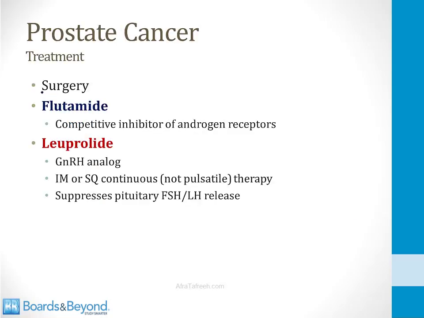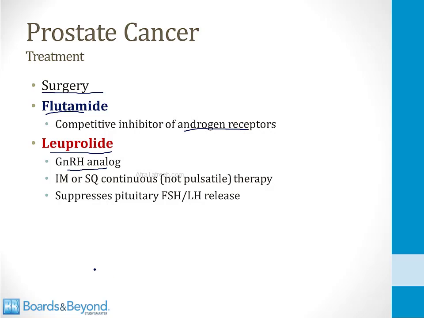Prostate cancer is often treated with surgery. In addition, there are some medical therapies that can be used, and the idea here is that these medical therapies block androgen activity because androgens stimulate the prostate gland and they also stimulate prostate cancer cells. Flutamide is a competitive inhibitor of androgen receptors, and that can be used in prostate cancer. And then leuprolide is a GnRH analog.